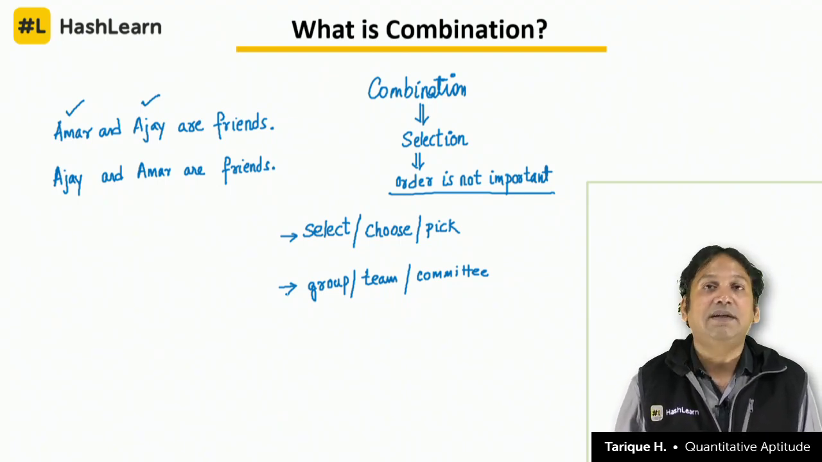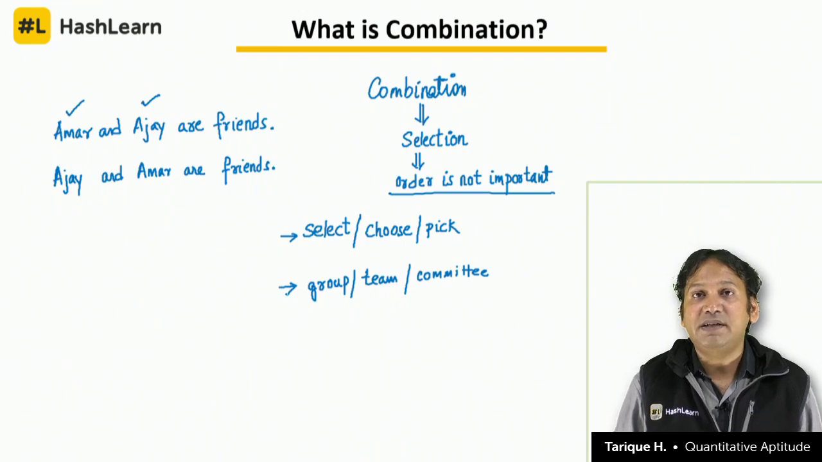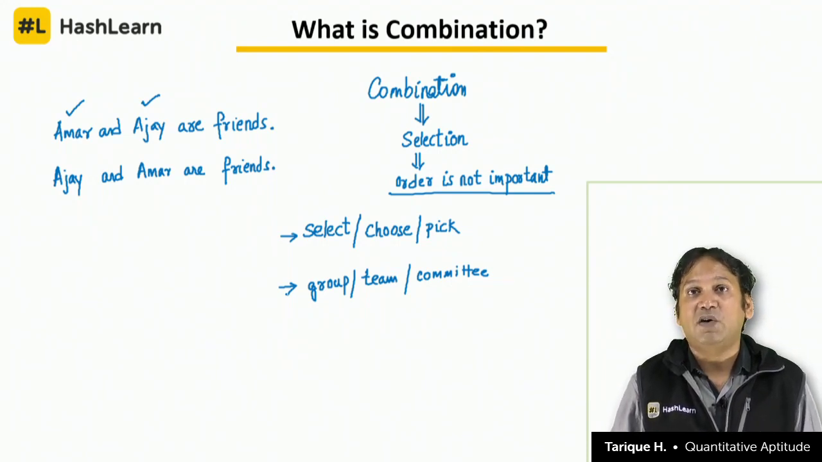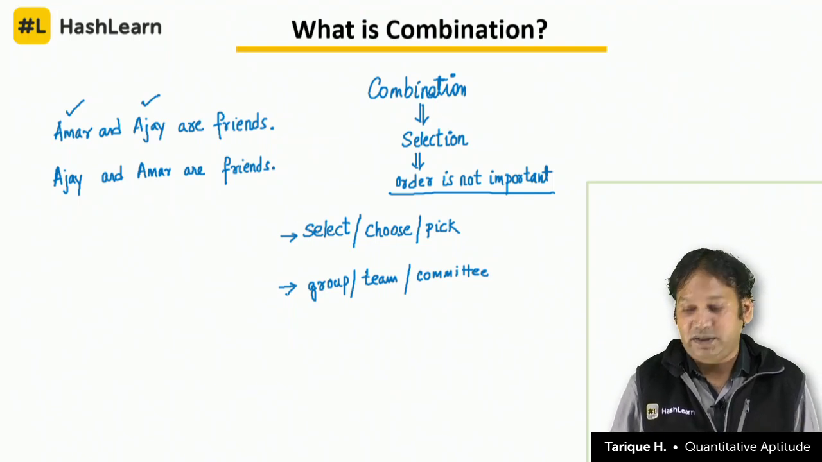What is combination? It deals with selection of things, and in combination order is not important. In contrast, permutation deals with arrangement of things, and in permutation order is important. So in a question where you cannot decide based on keywords, you should decide based on whether order is important in that question or order is not important in that question.